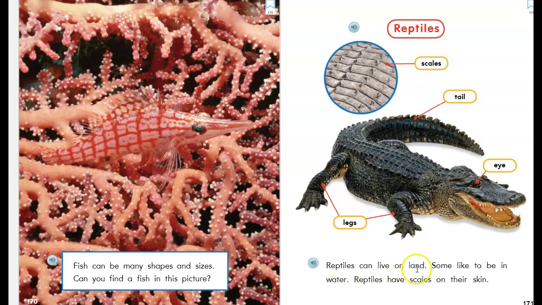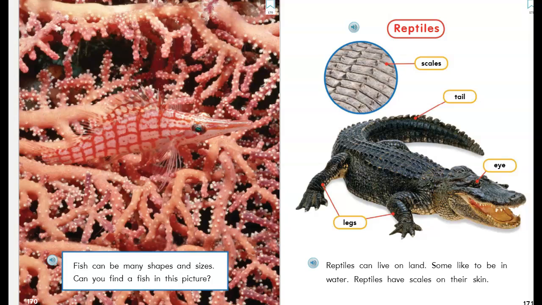Reptiles can live on land. Some like to be in water. Reptiles have scales on their skin. Ooh, scary looking. So this is a reptile. A good example of a reptile is this alligator here.